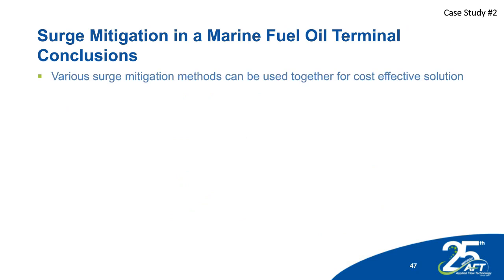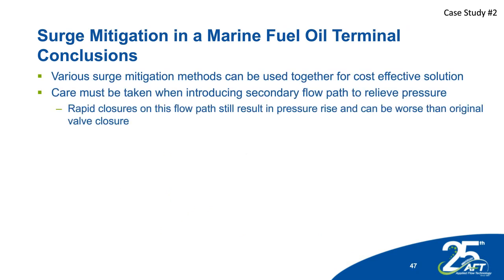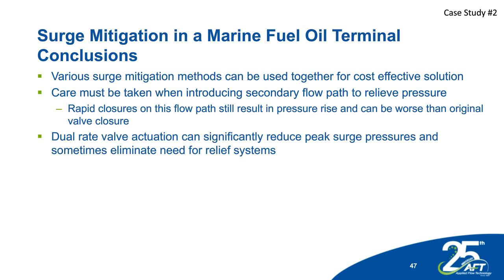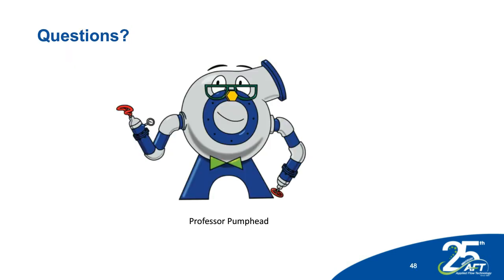And the conclusions in here were you have to be careful when you introduce secondary flow paths like a relief system. That can actually cause secondary pressure surges, and you have to be careful to evaluate that. This particular case had a creative dual rate actuation, so they slowed the valve down on the actuation in order to reduce peak surge pressures. And with that, I'll turn it back over to Alan for any questions.